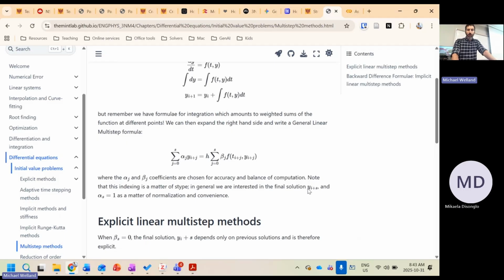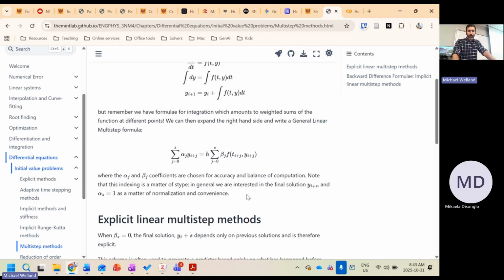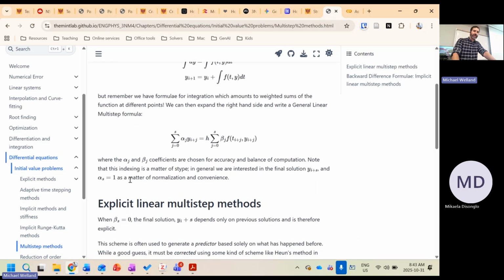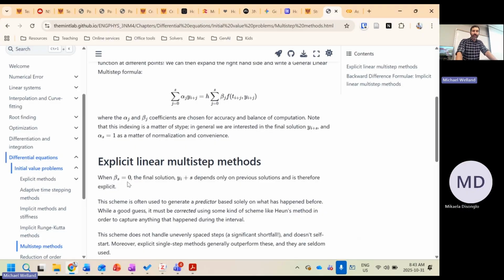Let's see. So what we're interested in is, okay, that's a normalization of these vectors. I wouldn't worry so much about that. When BS is 0, so this is the current stage, then the final solution, which is the one that we're actually looking for, is only dependent on previous solutions, right? So what we're going to have is y i plus s, which is the step that we're looking towards, and that's only going to be a function of the solutions from the previous steps. So it's an explicit method.